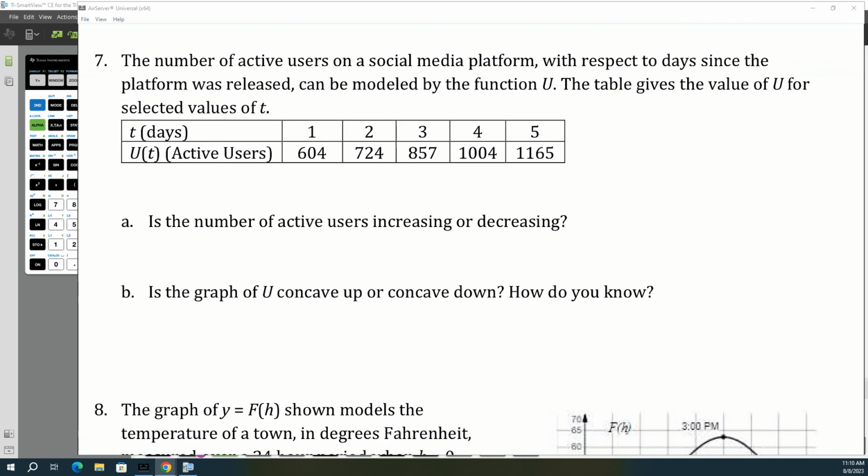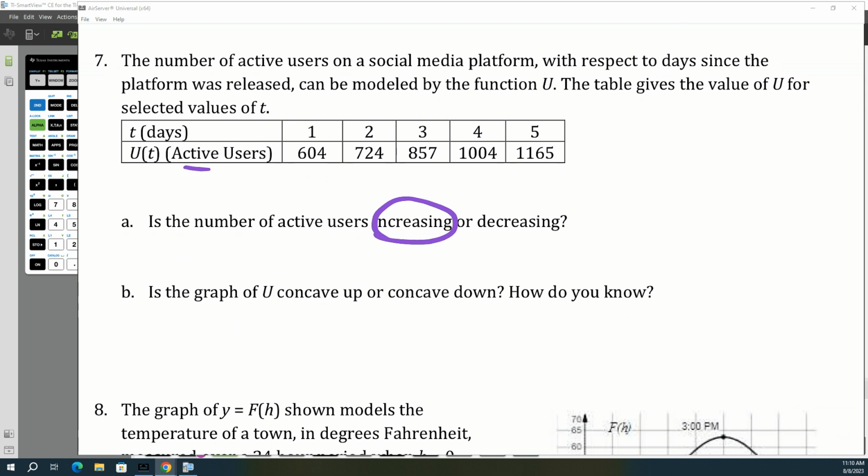All right, so on number 7, the number of active users on a social media platform with respect to days since the platform was released can be modeled by this function u. The table gives the value of u for selected values of t. Part A asks, is the number of active users increasing or decreasing? Would you say that's increasing or decreasing? Increasing. I'm just going to circle it.